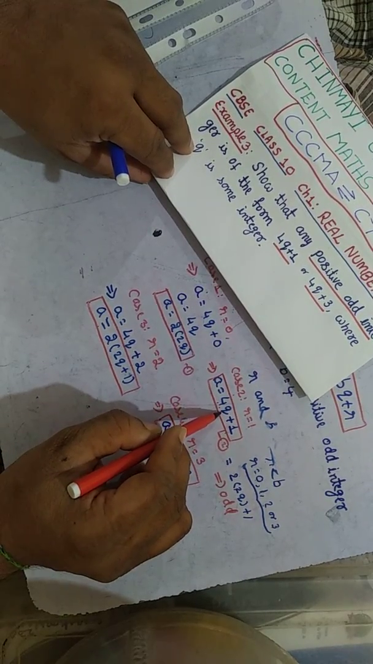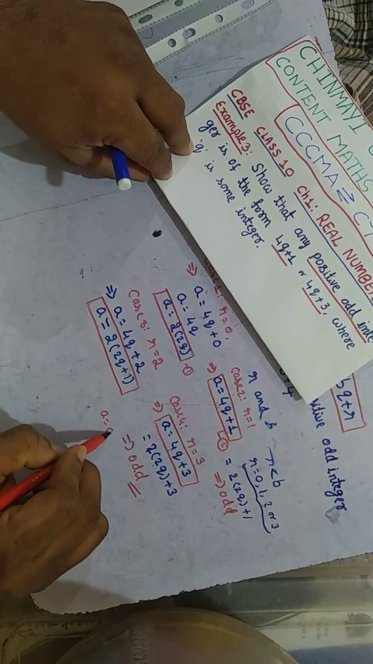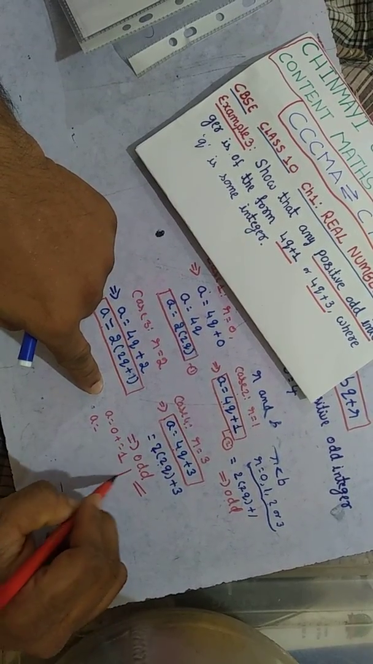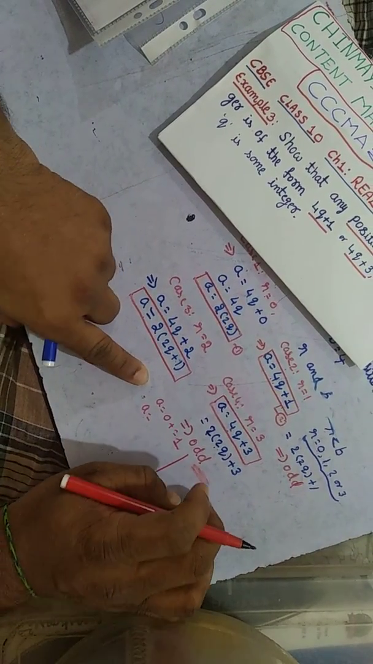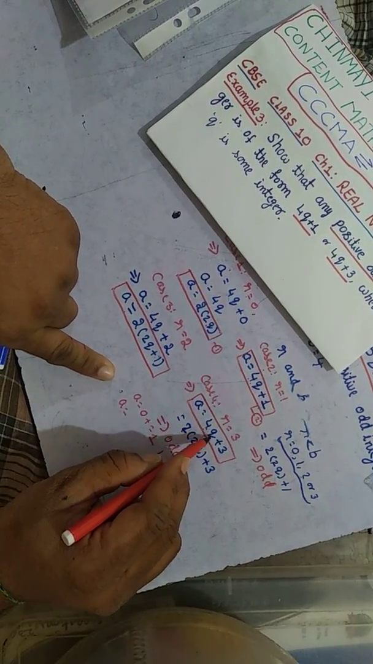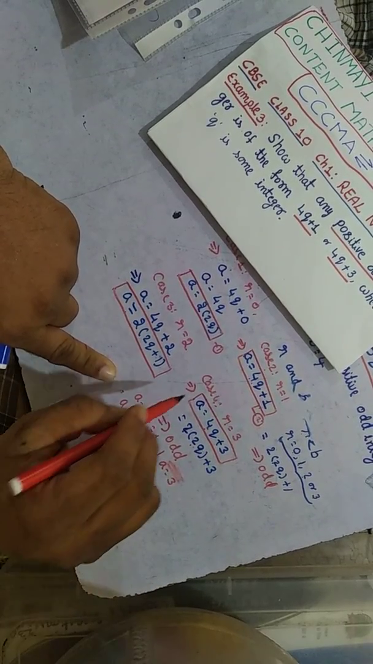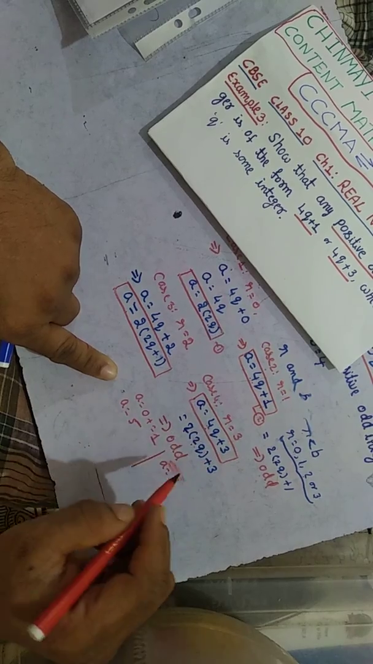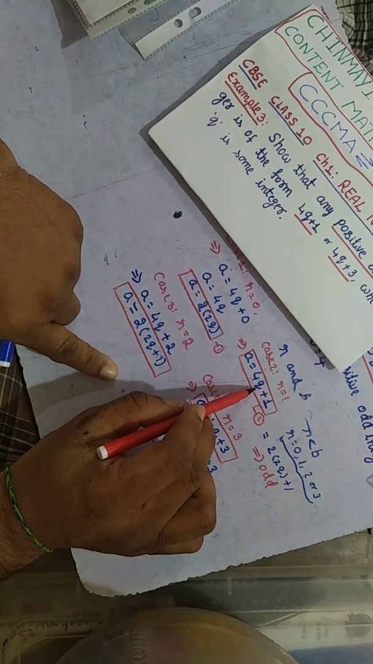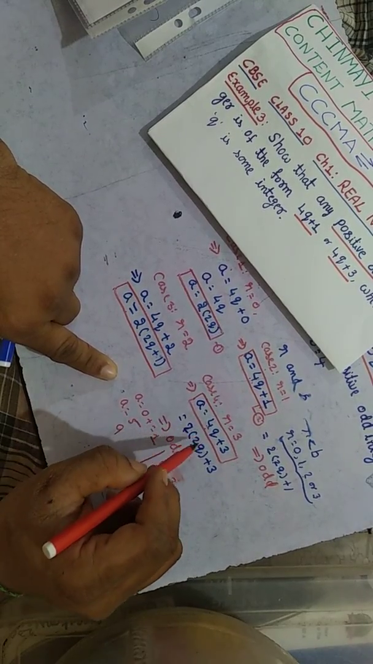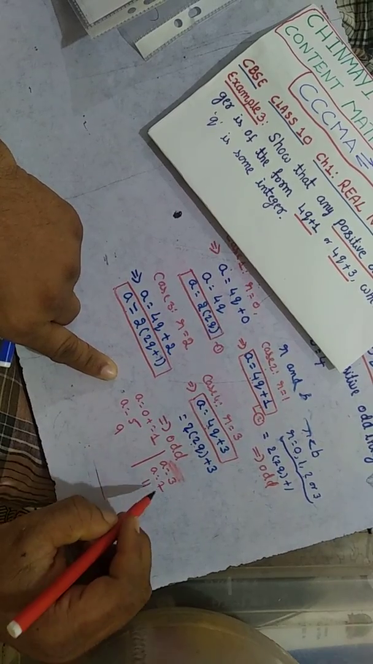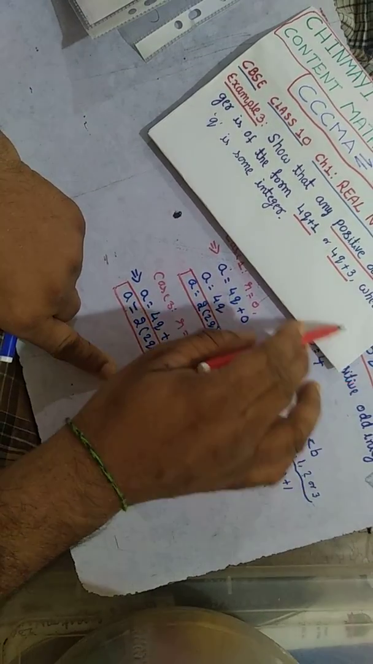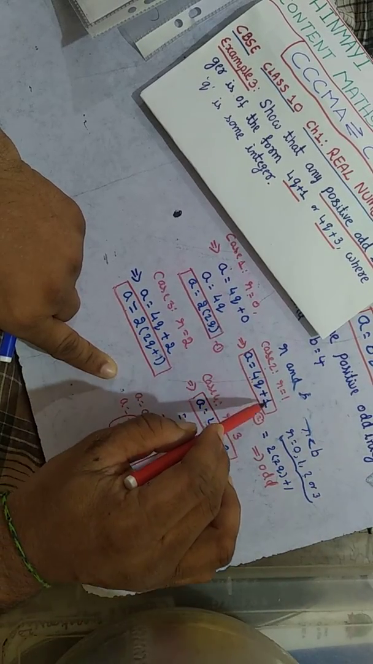When we put q equals 0 here, what happens? 4 into 0 plus 1, we get 1. Here, 4 into 0 plus 3, we get a equals 3. When q equals 1, 4 into 1 plus 1, we get 5. Here, 4 into 1 plus 3, a equals 7. q is any integer, right? 4 into 2 plus 1, we get 9. Here, 4 into 2 plus 3, 11. So we always get odd numbers. So we can say positive odd integers are of the form 4q plus 1 or 4q plus 3.